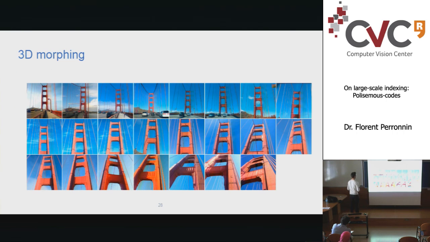What we call 3D is not really 3D morphing, but here is a nice geometrical object, and you want to go from here to here. You can really see that there is a progression in terms of the space where you zoom, and then the point of view also changes slightly.